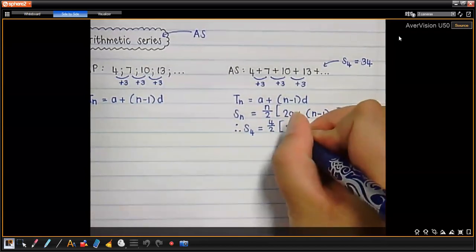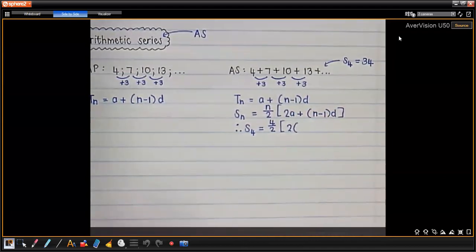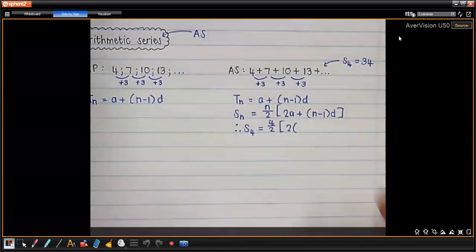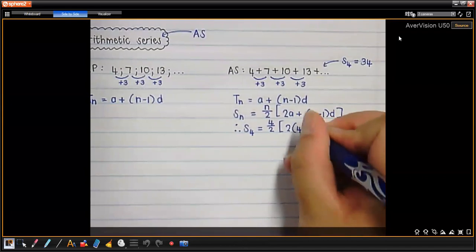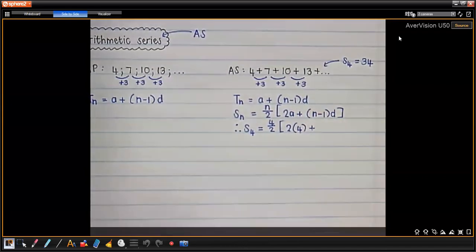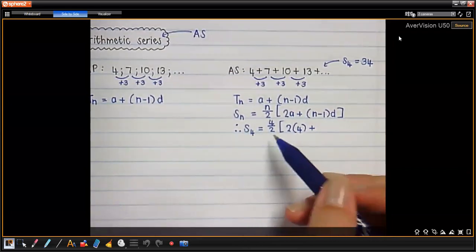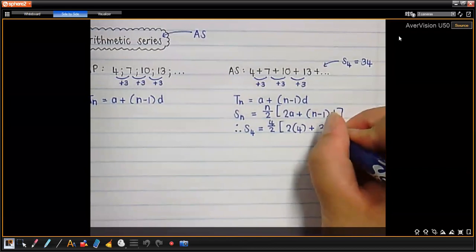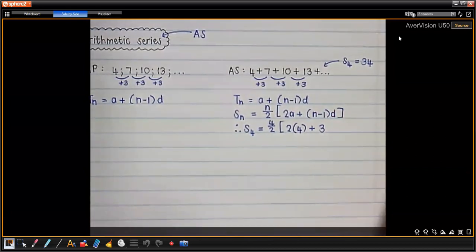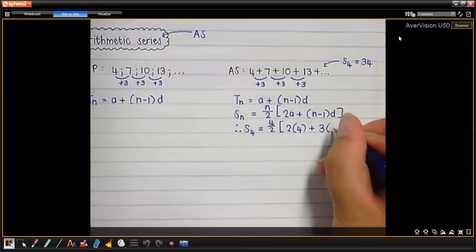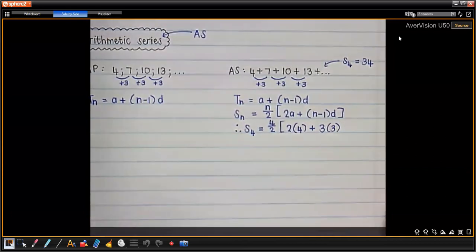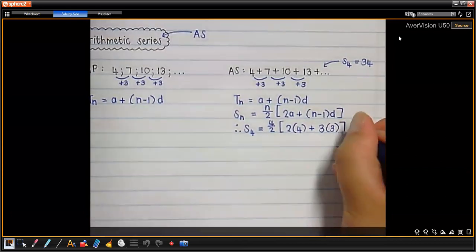Square bracket, 2 times a. A is still the first term. What is the first term of this number pattern? 4. Plus n minus 1. What is my n value? If it's a sum to 4 terms, it is 4. So what's 4 minus 1? 3. What's my constant difference? 3. I'm adding 3 every time. Then you close your bracket.